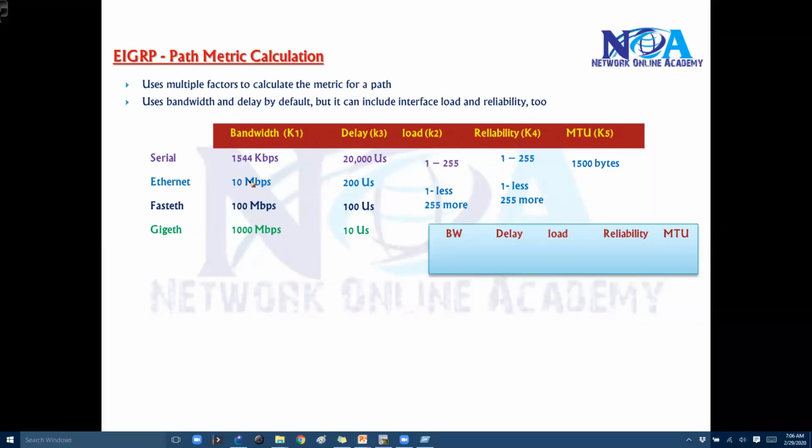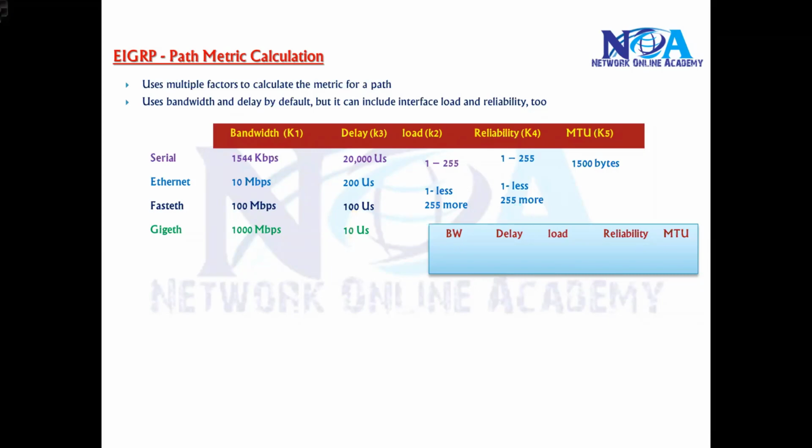Now, most of the metric calculation is done automatically by all the protocols. So we don't really need to do any kind of calculations. These are all automated processes. But still, we need to understand at the back end how EIGRP is going to calculate the best route and what factors it is going to consider while doing that.